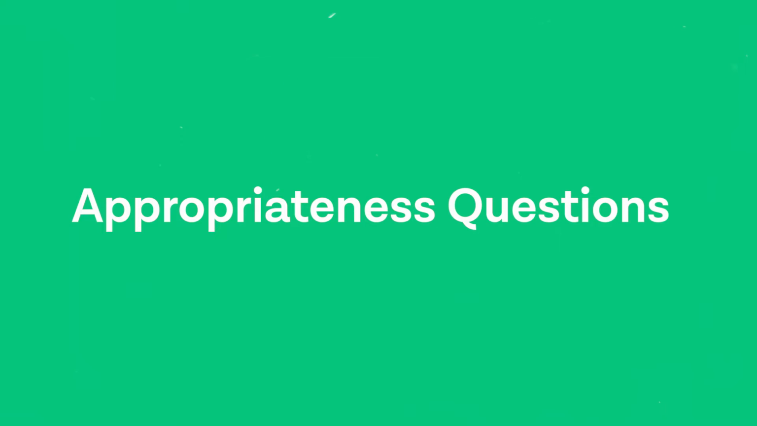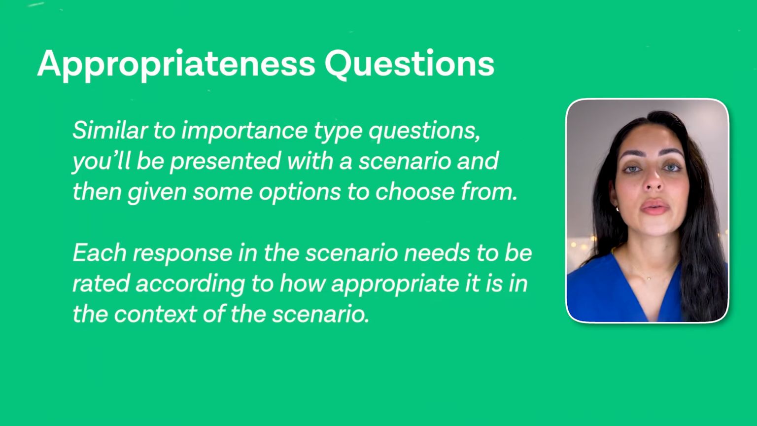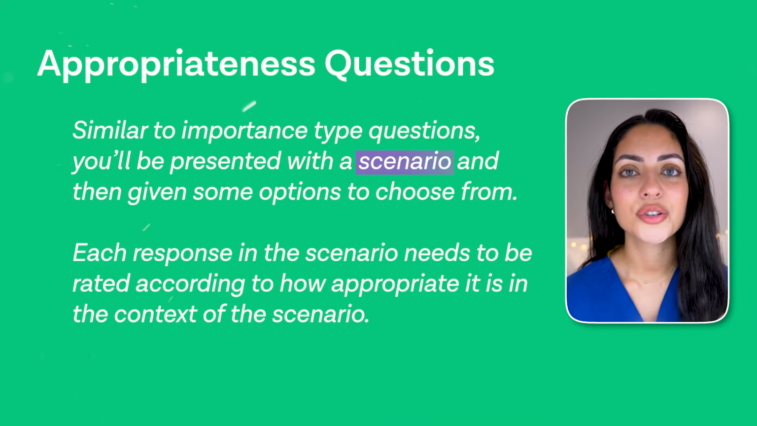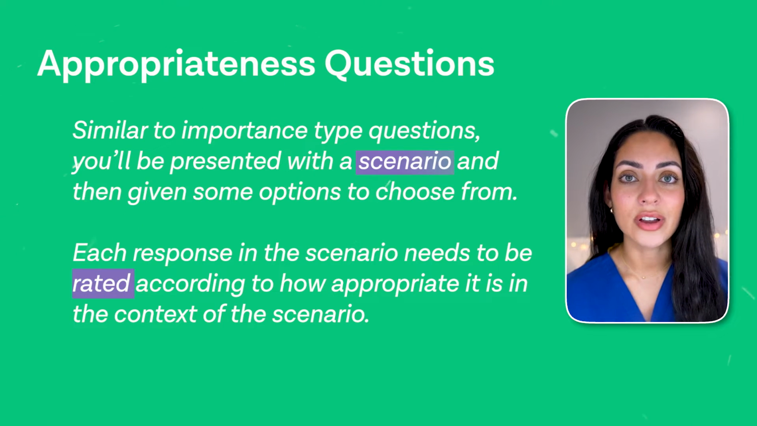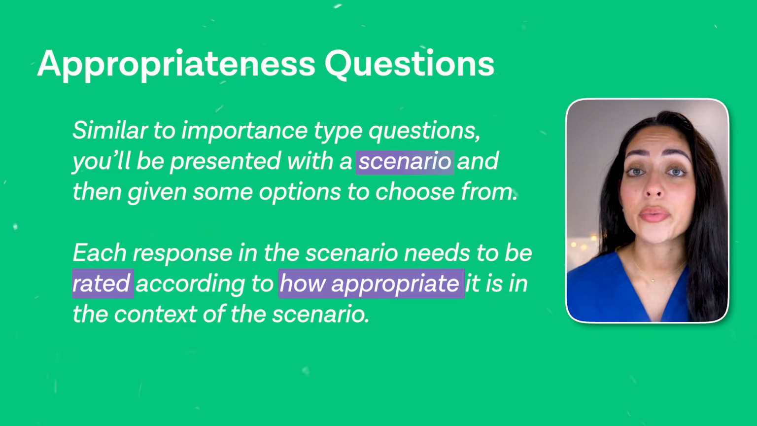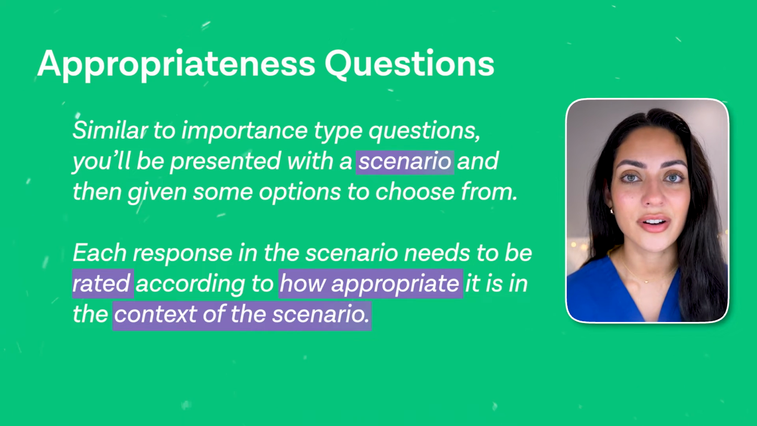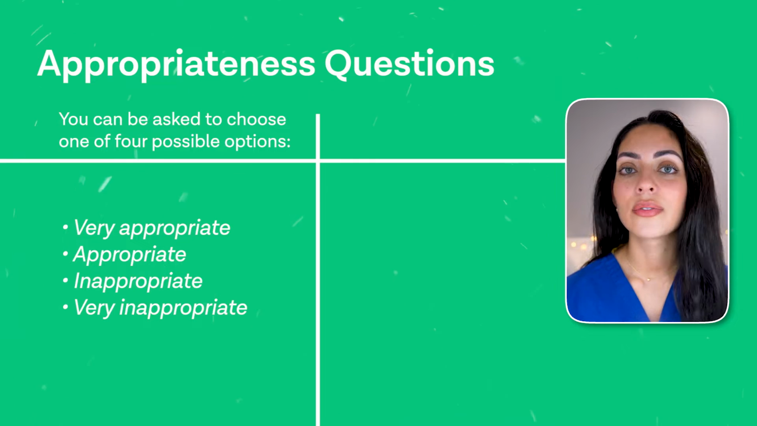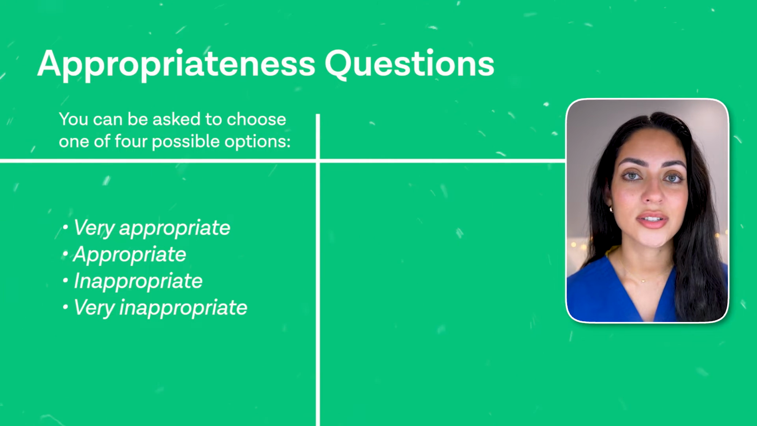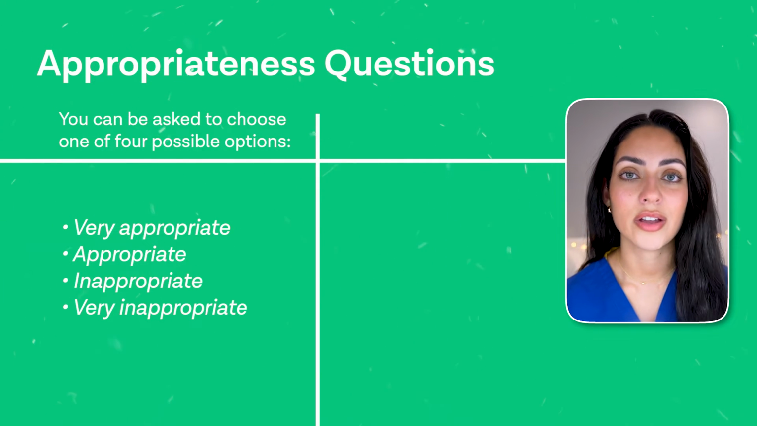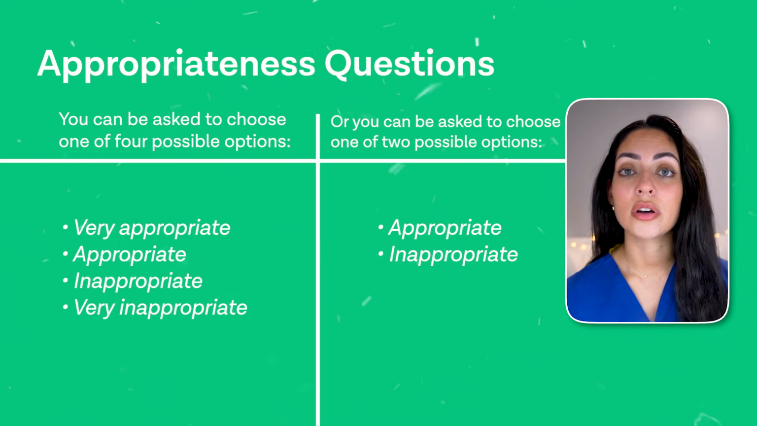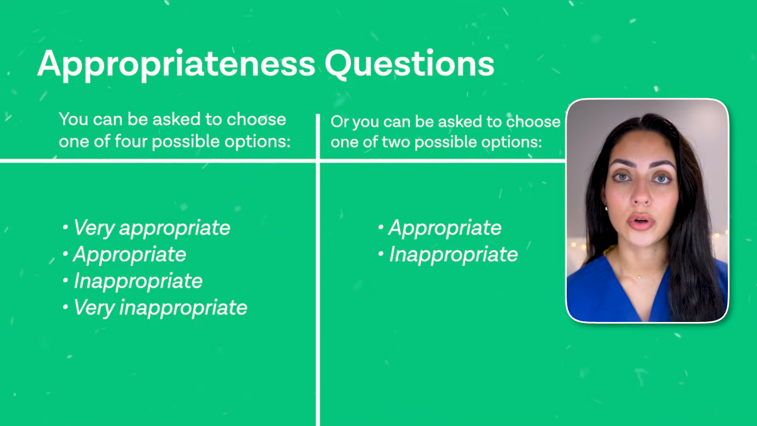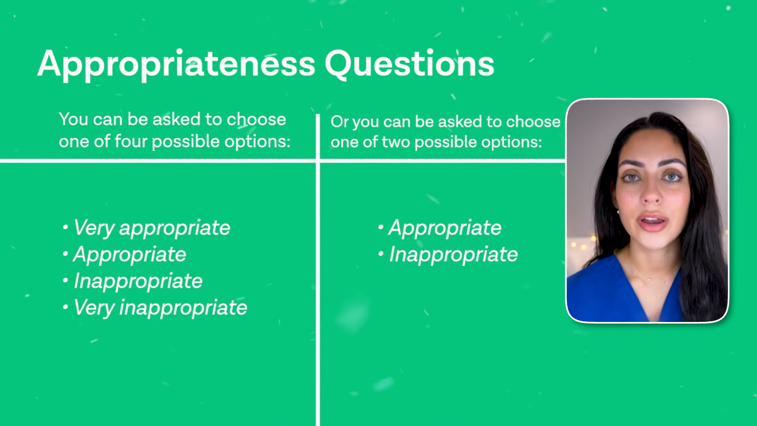Moving on to the appropriateness questions. Similar to importance type questions, you will be presented with a scenario and then given some options to choose from. Each response in the scenario needs to be rated according to how appropriate it is in the context of the scenario. And you can be asked to choose one of 4 possible options: very appropriate, appropriate, inappropriate, or very inappropriate. Or you could also be asked to choose one of 2 possible options: appropriate or inappropriate.